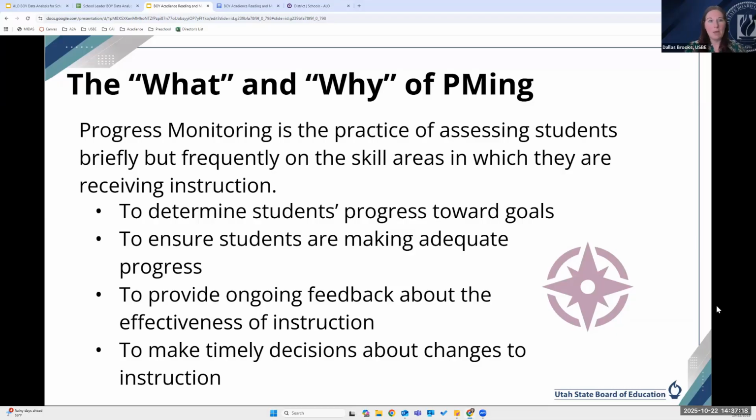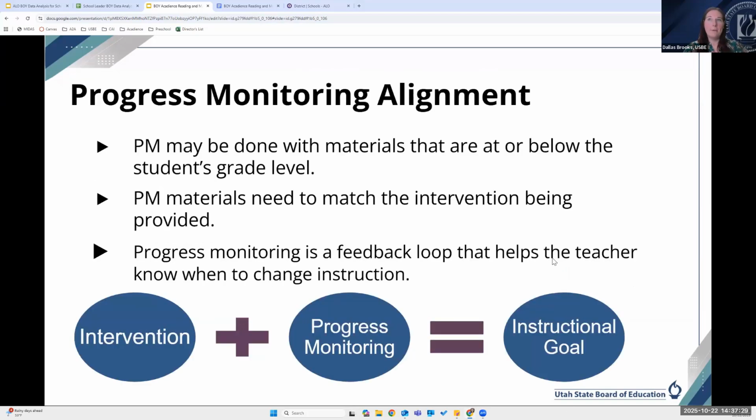And so using progress monitoring data, we can see quickly if what we're doing isn't working for our students, and we can make those changes then rather than waiting until the next benchmark assessment that we give. So your progress monitoring really should match the interventions that the student is receiving.